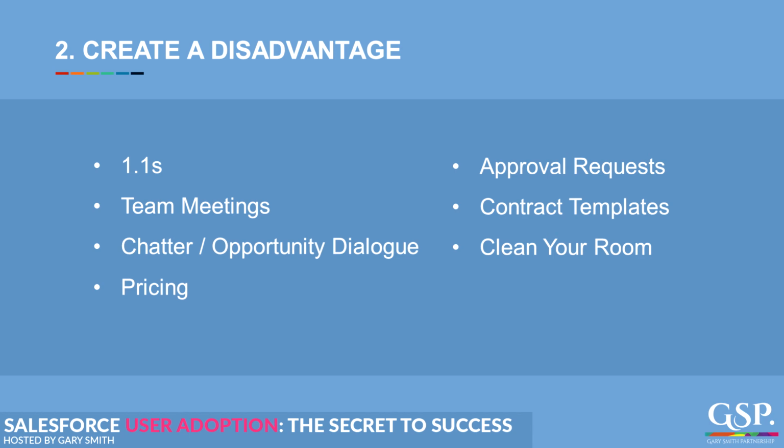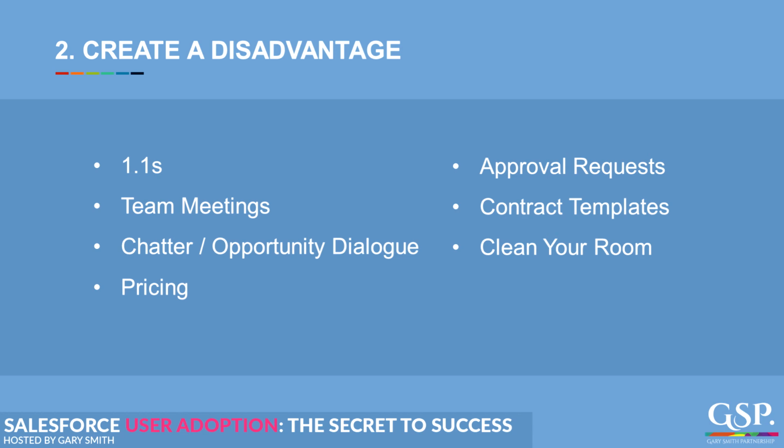Team meetings. Again, get the dashboard up on the screen. Use Chatter to talk and discuss opportunities. So if you want to engage with me on an opportunity, you want to ask for my advice, or you want to get a pricing discount, do it in the system. You want to have that dialogue, use the Chatter on the actual opportunity itself. It'll stay there forever and a day. Don't send me an email.